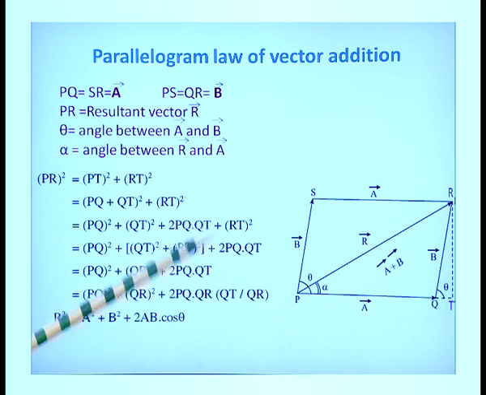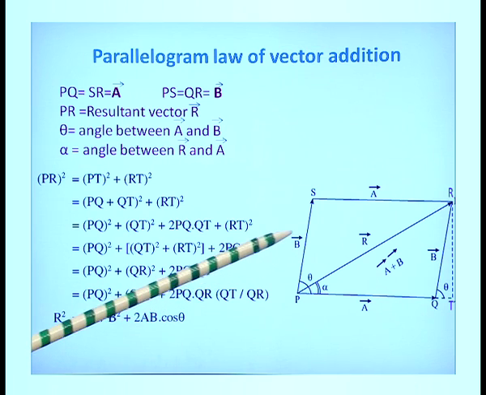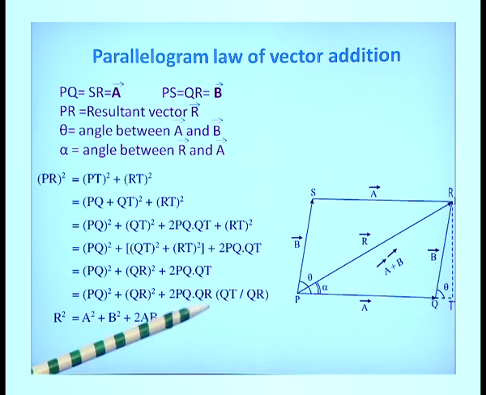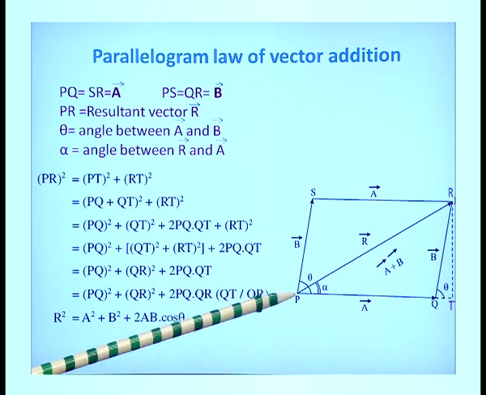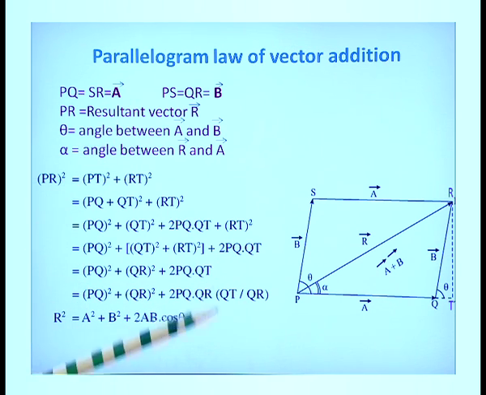PS and QR are both same in length and same in direction. So, these two can be represented by vector B. PQ and SR are also same in length and same in direction, hence they can be represented as vector A. Now, according to parallelogram law, PR, the diagonal of the parallelogram, is the resultant vector R, where theta is the angle.